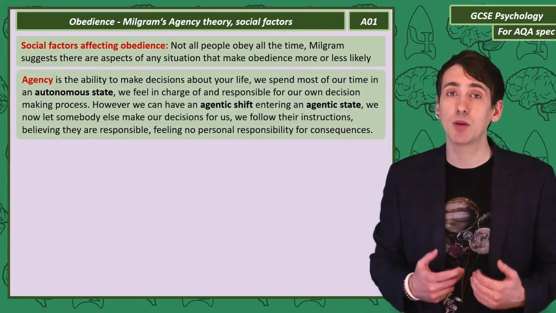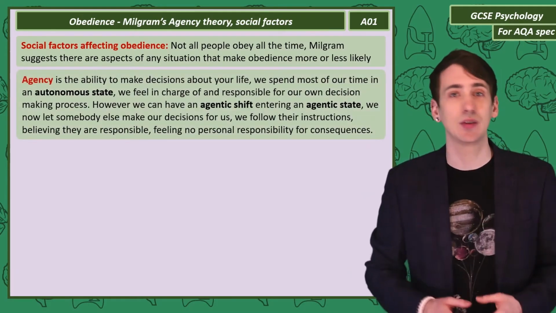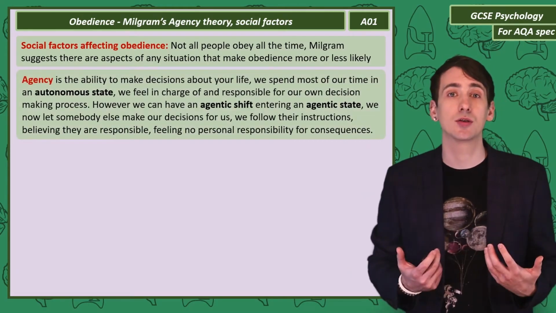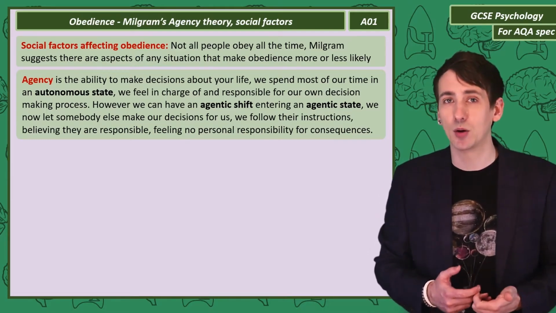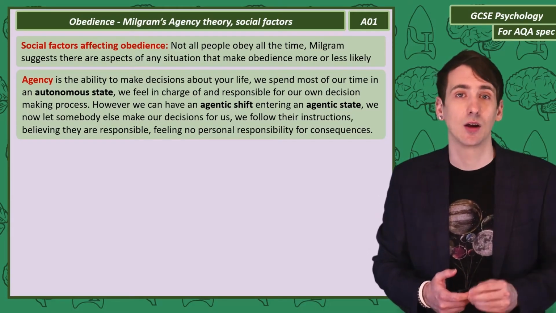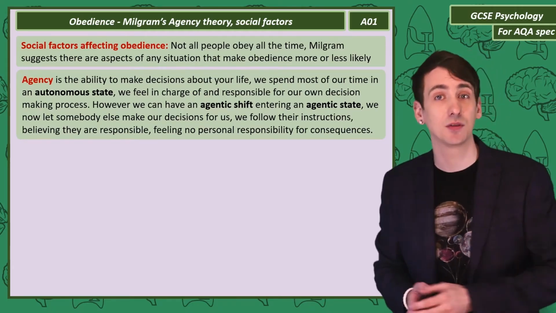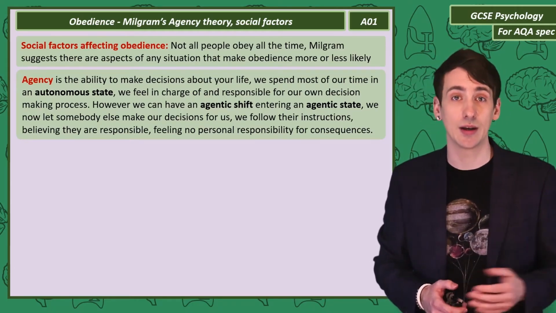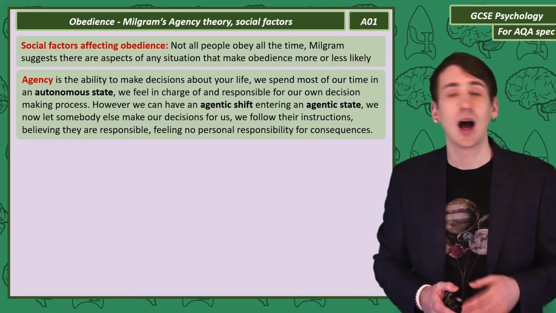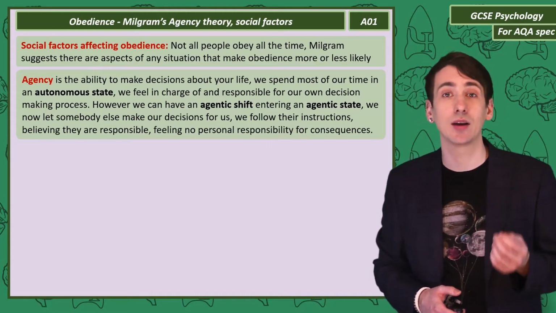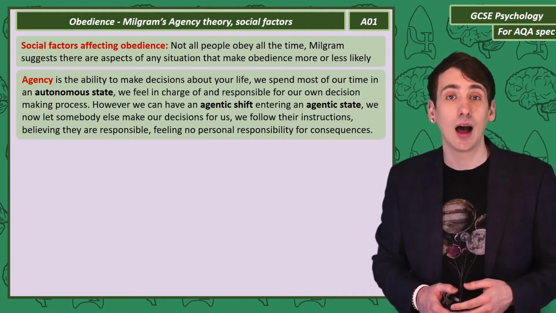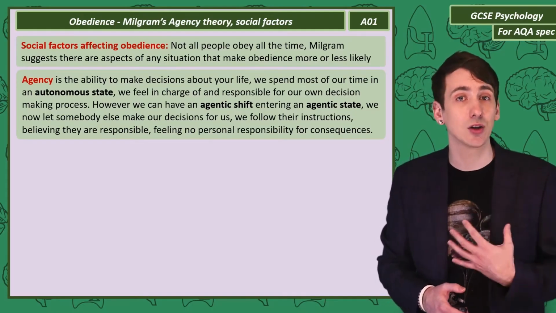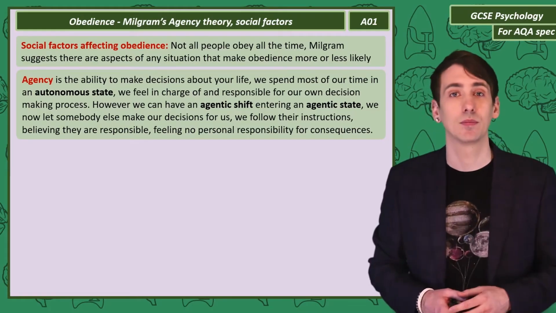Agency. We spend most of our time in an autonomous state, which means we feel in charge, and more importantly, responsible for our decisions. But we can give up our agency through something called an agentic shift. If this happens, we are now in an agentic state, and we allow the authority figure to make our decisions for us. We will follow their orders, and the responsibility we felt for our actions switches to them.